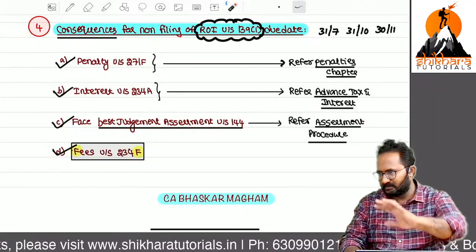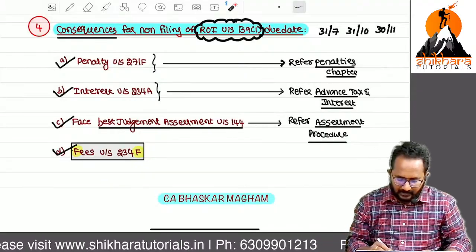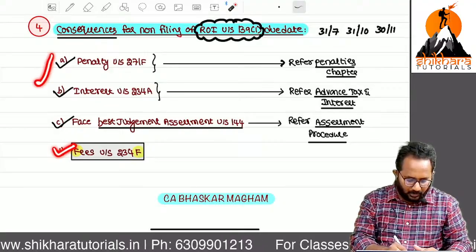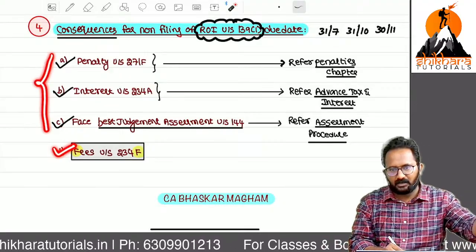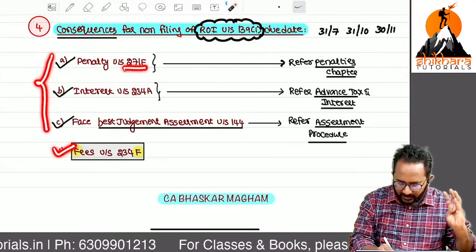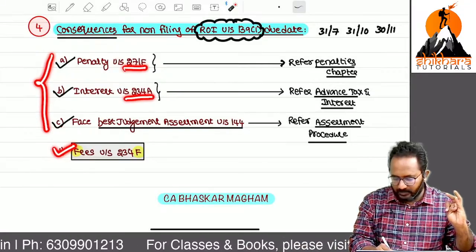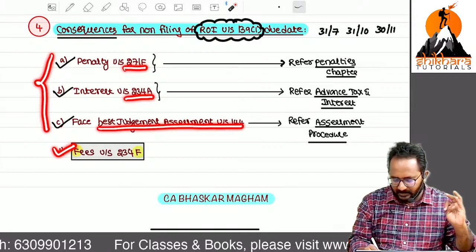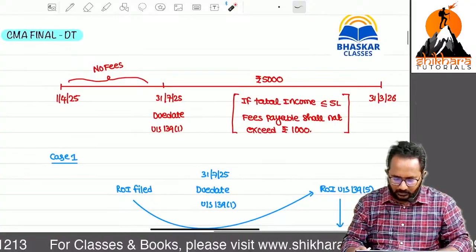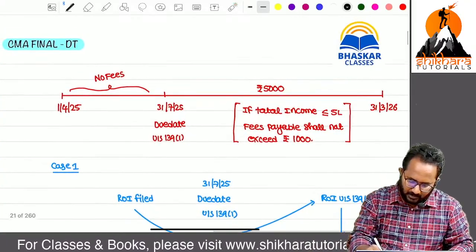the AO will complete that assessment as per best judgment assessment. These four consequences, just remember. As of now, I am going with the fees only. The remaining are separate and important concepts in the further chapters. Penalty 271F, interest 234A, best judgment assessment under section 144. Now we can start the discussion related to which section?